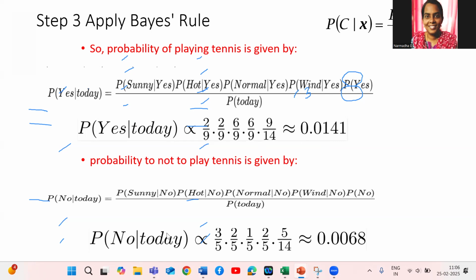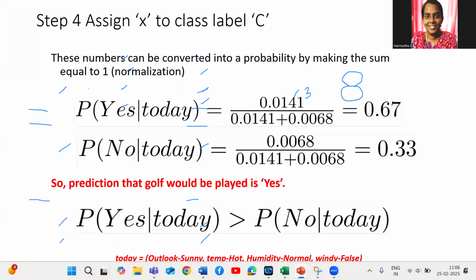0.0141. Similarly, you will have to take the probability of not playing tennis, given by all the nos. That is 3 by 5, 2 by 5, 1 by 5, 2 by 5, and 5 by 14. Multiplying all these values, you get the answer as 0.0068. Now we need to convert these into probabilities by normalizing all those values.